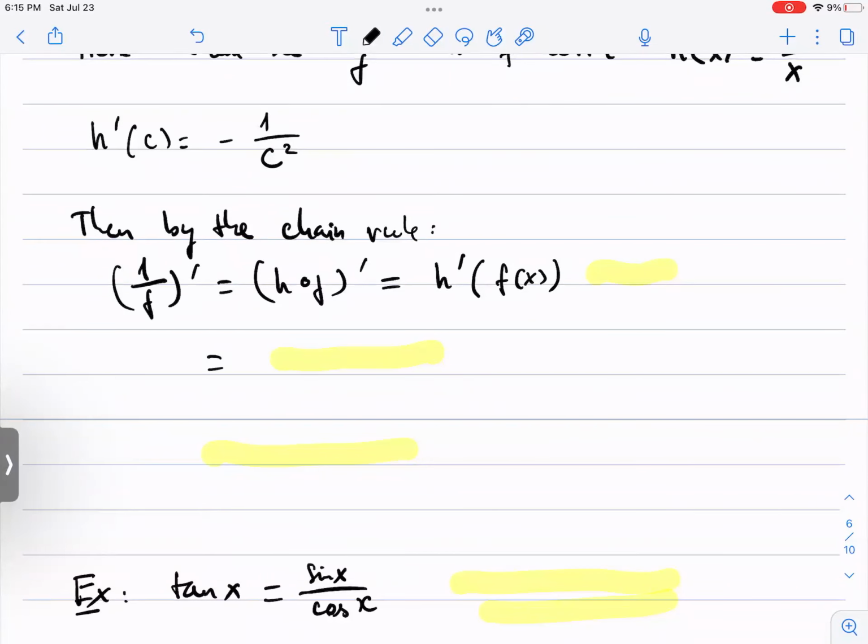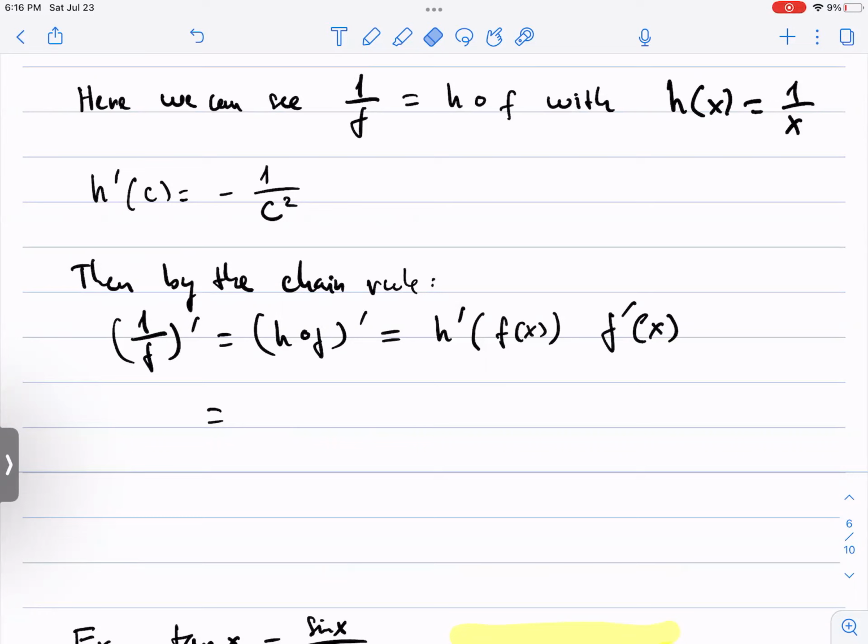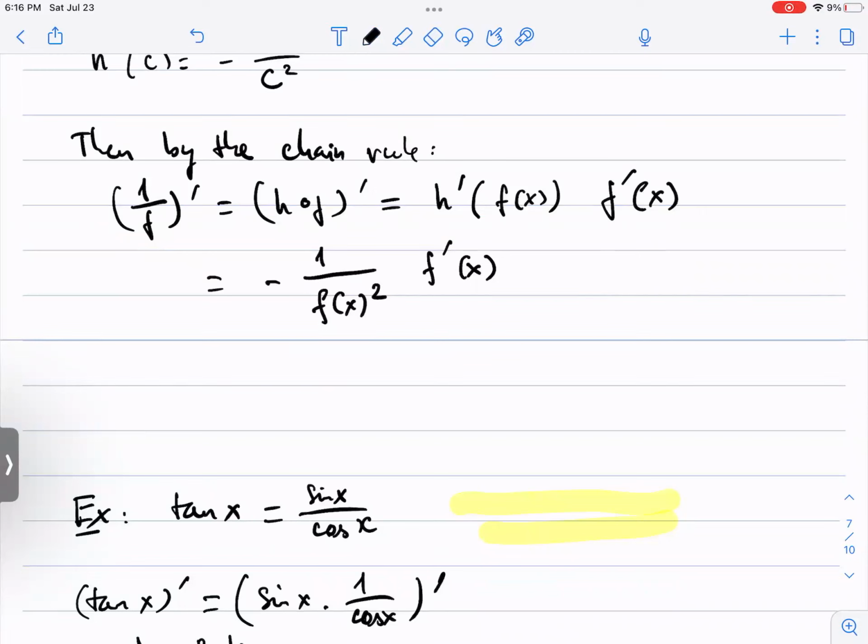Then by the chain rule, the derivative of the function 1 over f is the derivative of the composition function h and f, which is equal to h prime evaluated at f of x and multiplied with f prime evaluated at x, which is equal to minus 1 over f of x squared multiplied with f prime of x. That is, the derivative of 1 over f equals minus f prime of x divided by f of x squared.